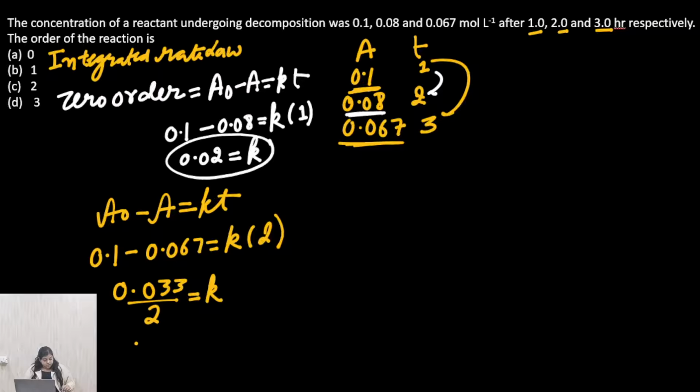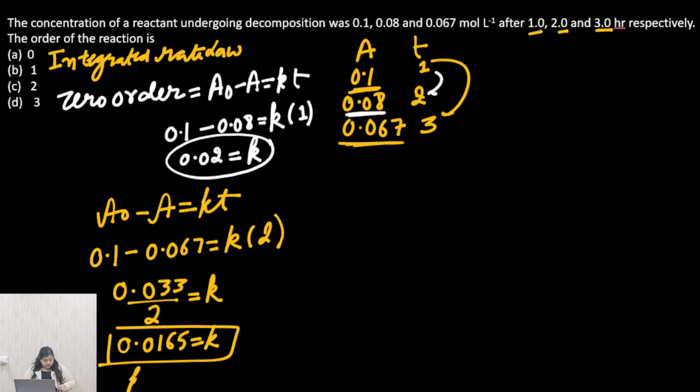So you will be getting the answer as 0.01665 or so. This is the rate constant we are getting. So in both the cases, if you see, the rate constant values are different.